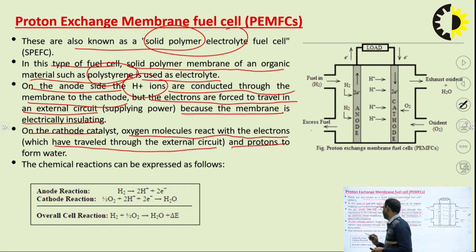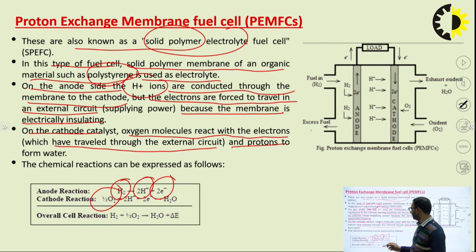to form water. The chemical reaction which can occur here is, at the anode side, hydrogen breaks into 2H plus and 2 electrons, and at the cathode side, half part of oxygen plus 2H plus combined together with the help of 2 electrons and produces water. If you are talking about the overall chemical reaction of the proton exchange membrane fuel cell, then the overall reaction is 1 molecule of hydrogen and half molecule of oxygen combined together and produces water and delta E, which means heat.